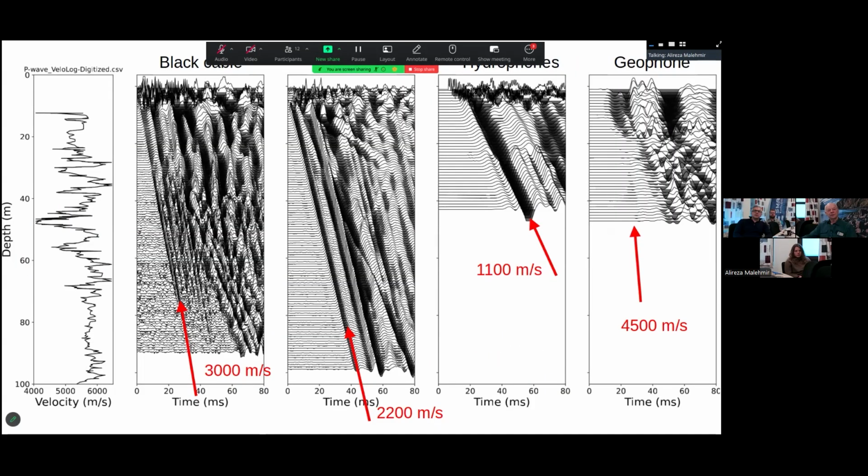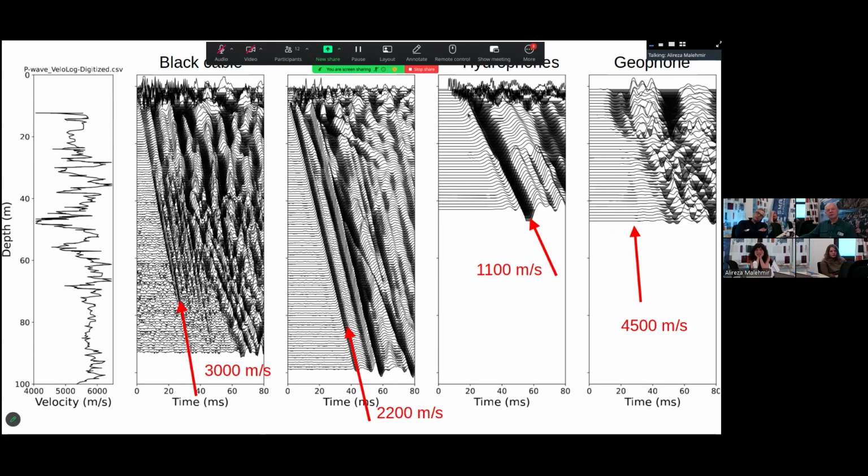But what about this velocity that we see here on this arrival that comes in so nicely? Well, this was the blue cable. This was measurements which were made on the same day with the black cable, and the black cable is stiffer. And here we have velocities from a shallower hydrophone survey, and here we have from a geophone survey that we did not on the same day, but at different times in the past.